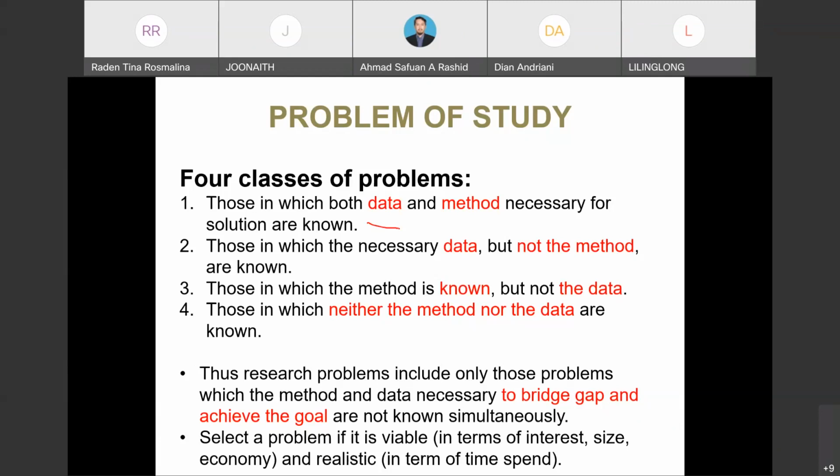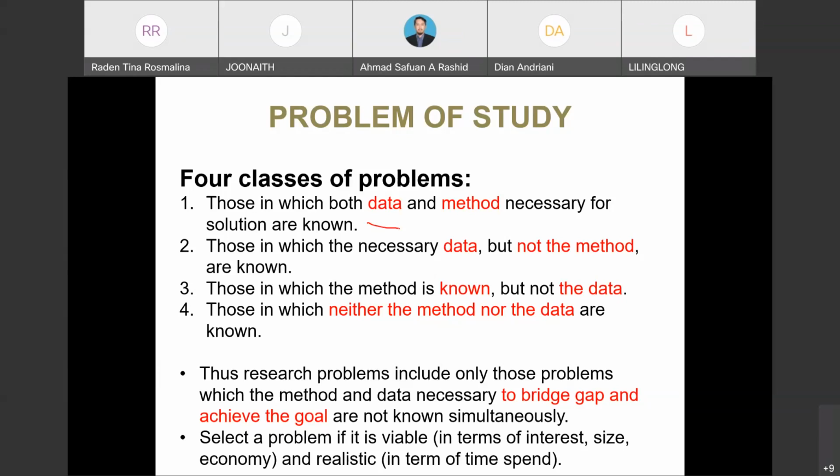Third, those in which the method is known but not the data. I guess this is a lack of reading, a lack of information that we gain from the reading. So this is less trouble compared to number two. When we do a reading, we communicate or discuss with researchers, and from there we can get an idea of what data we should gain. Normally for laboratory testing, whatever data we have, as long as it follows the standard and we do the calibration, there will be no big issue.